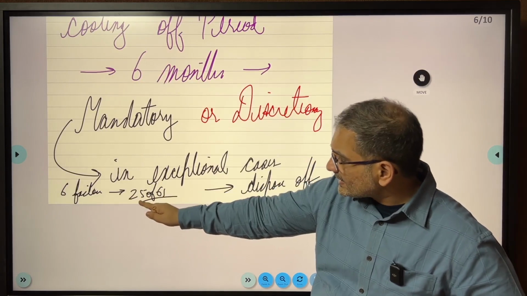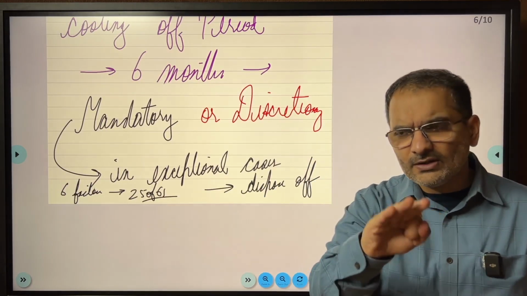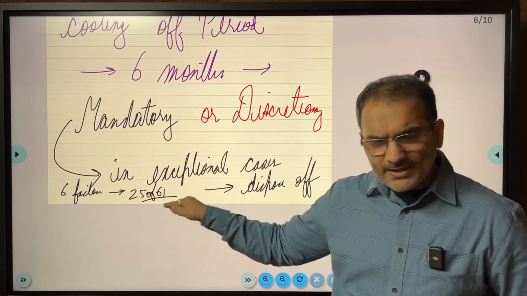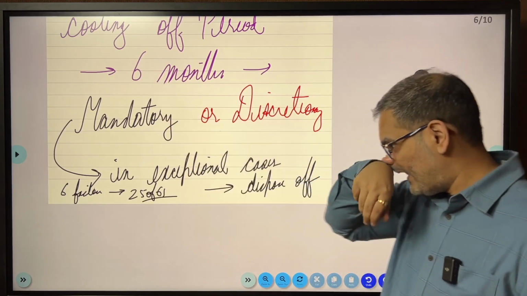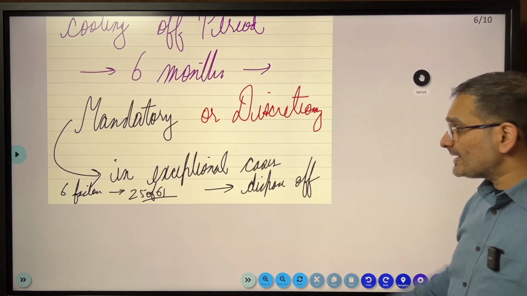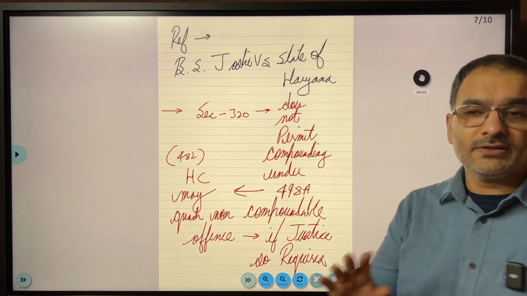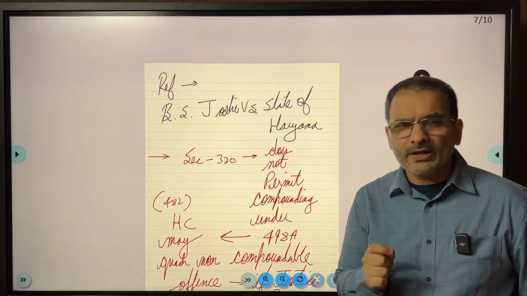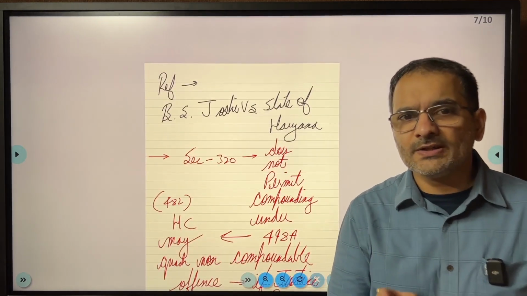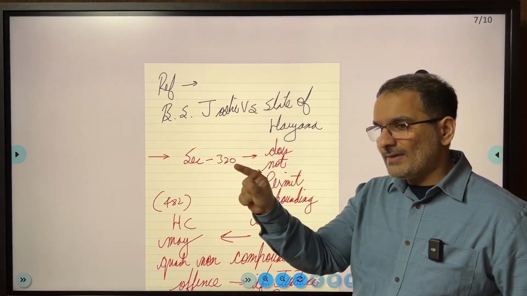Those six factors are on page 25 of the 61 page judgment. I won't go into that because that is beyond the subject matter of our lecture here. All right. So in exceptional cases, you can dispense with the 6 months period. Very, very crucial judgment. Cannot skip this. Have to write it in your family law notes and star.